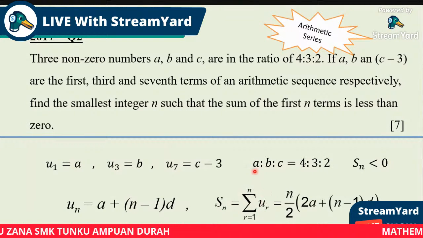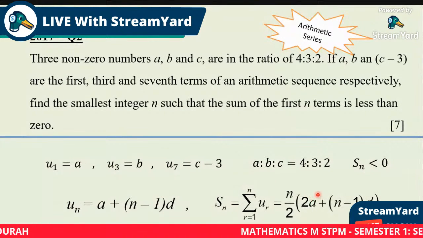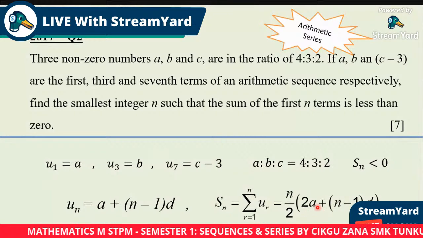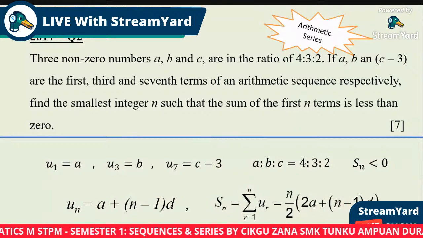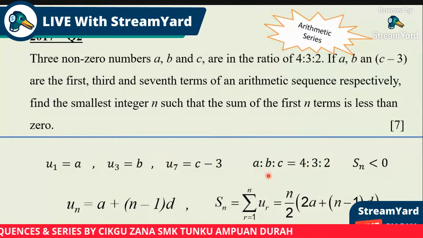Let's look. First, we need to find the common difference here. To find S_n, you need to find the common difference and you need to find the first term. So in order to do that, you have to find the values of A, B, and C.